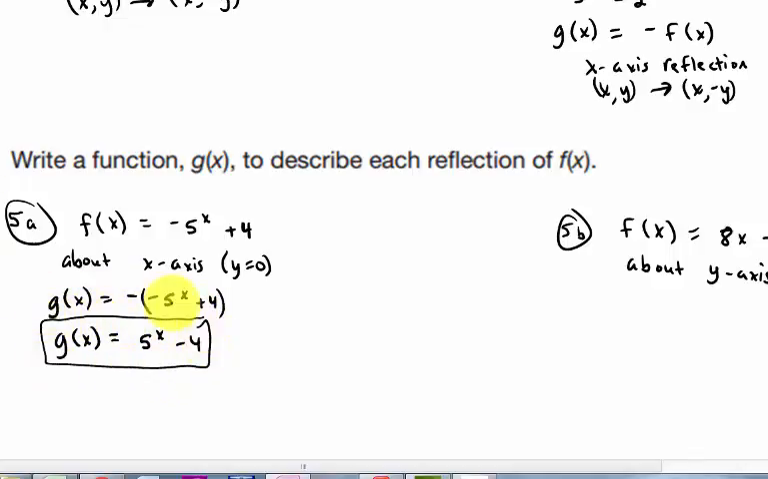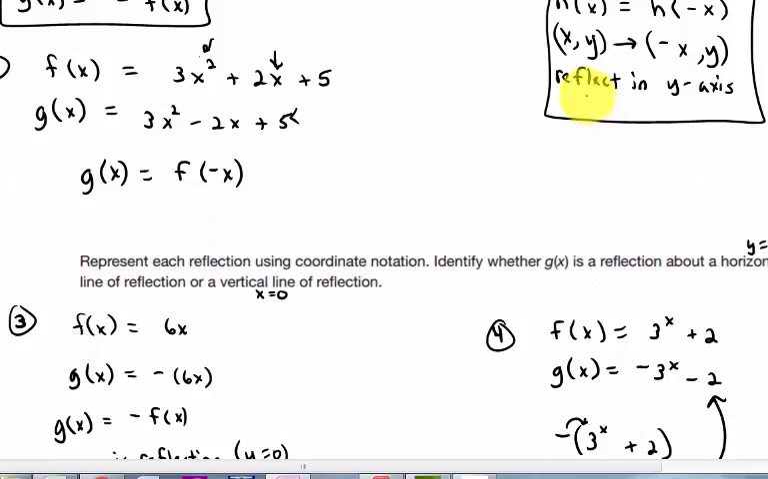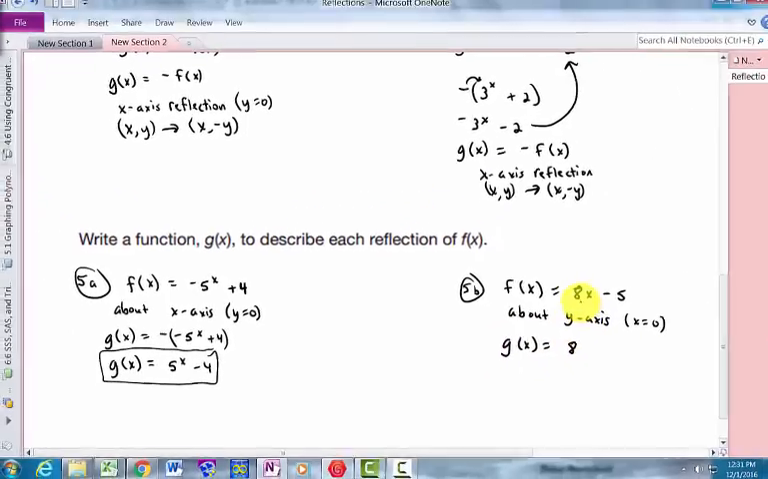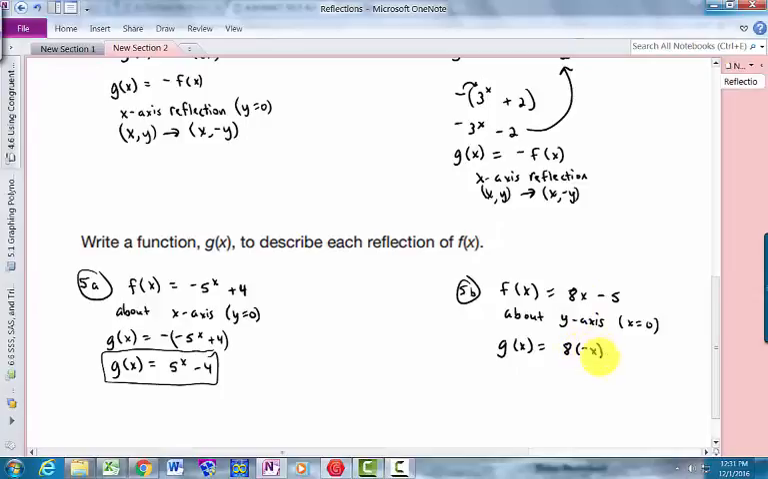That's your first one. This one is a reflection about the y-axis. And recall the reflection about the y-axis is the second one. So reflecting the y-axis, you change it to replace x with negative x. So that's what we're going to do here. So to find g of x, we take x from our original function here, replace it with negative x. That gives you g of x is equal to negative 8x minus 5. And then there is your new function there.